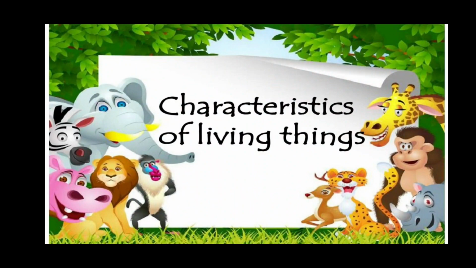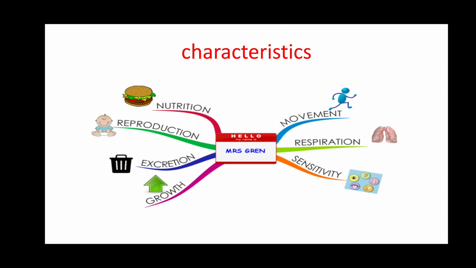So here is Mrs. Green. She will tell you about the different characteristics of living organisms. M for movement, R for respiration, S for sensitivity, G for growth, R for reproduction, E for excretion, and N for nutrition. So one by one we'll discuss all these characteristics in detail.